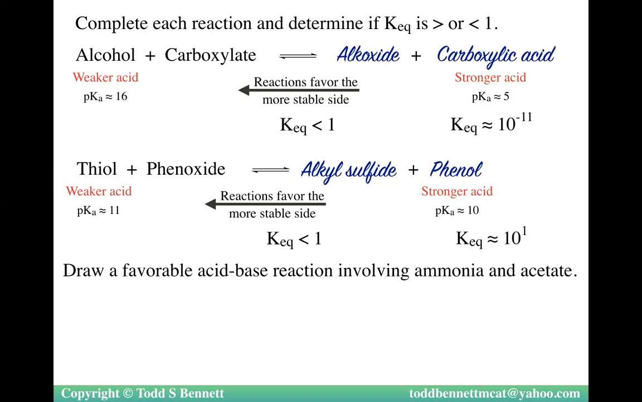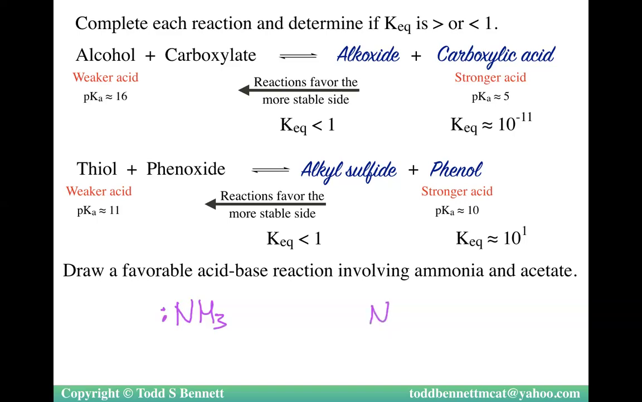Draw a favorable reaction between ammonia and acetate. So these questions are getting harder and harder. The same concept, the same arrow, the same math. It's all easy once it's set up. It's the setting it up part. So let's start with ammonia. Ammonia is NH3. That is a base.